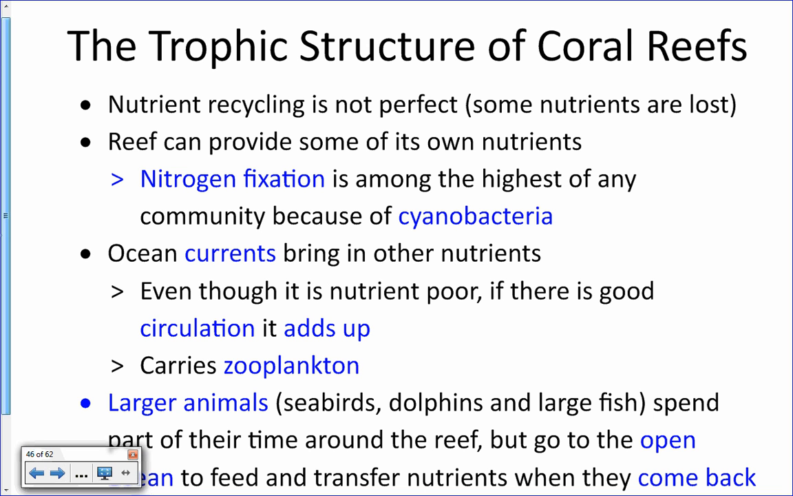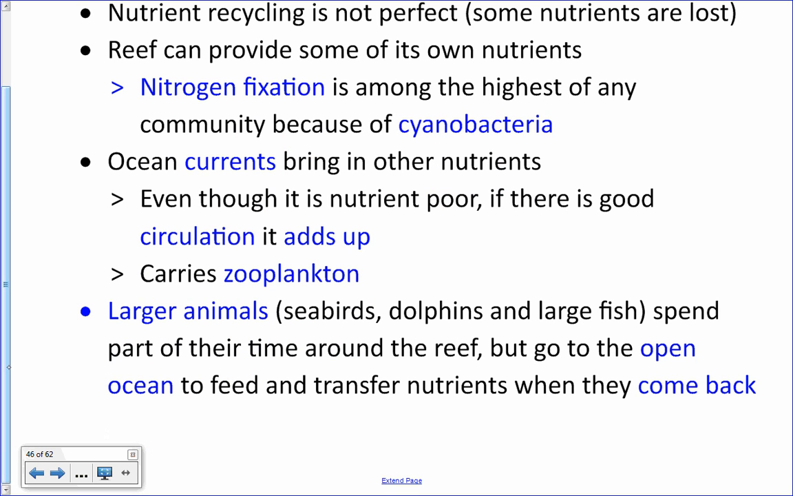We also have currents. So currents will bring in other nutrients as well. So even though the water is very nutrient poor, a little bit over a long time adds up. And if the current is strong, okay, it's going to occur faster. Right? Lots more nutrients will come faster. And they also bring the zooplankton that come in that help to feed the filter feeders and stuff like that live on the reef.